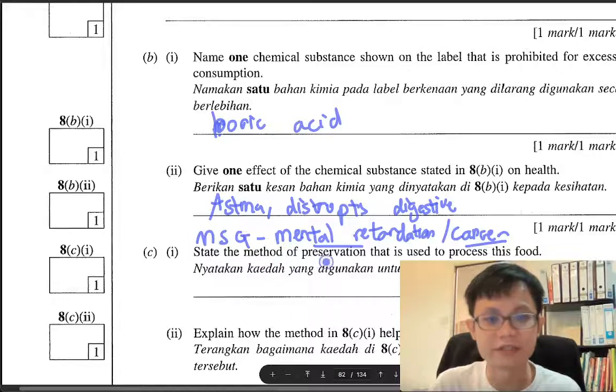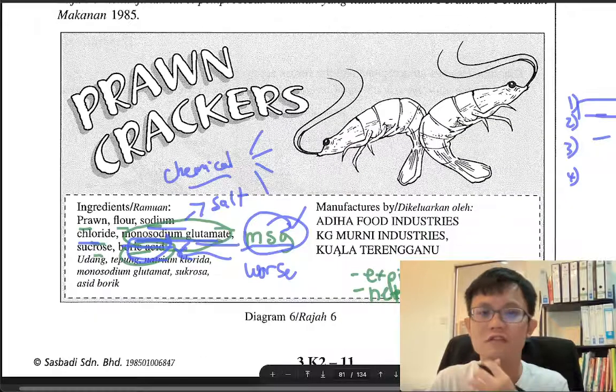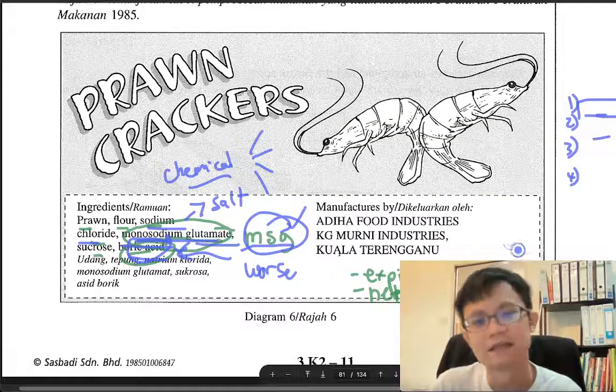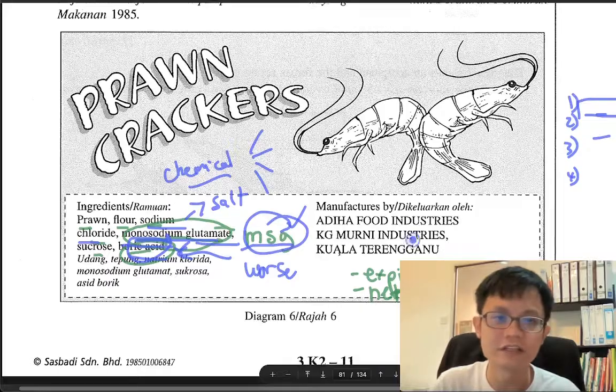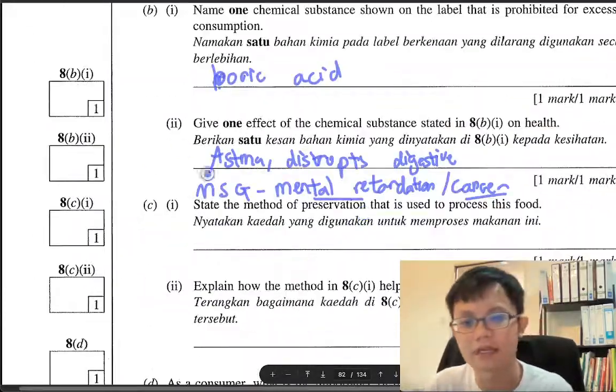State the method of preservation that is used to process this food. Of course we can see this picture is a prawn cracker. So what is used to preserve this food? For this one, it's called dehydration. Of course drying, but the better word will be dehydration.